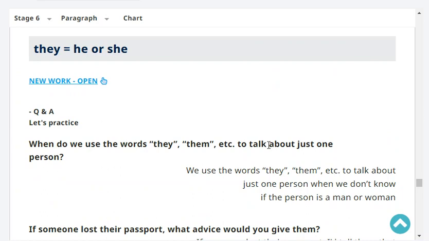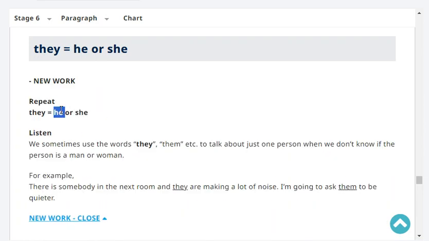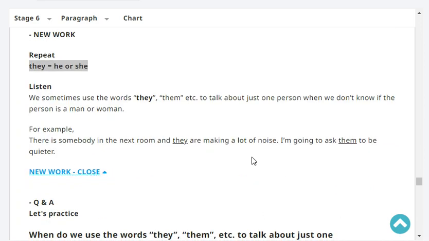Let's have a new word. Okay, so repeat: they equals he or she. Very good. Okay, listen. We sometimes use the word they, them, their, etc., to talk about just one person when we don't know if the person is a man or a woman. We don't know the gender. For example, there is somebody in the next room, so we can't see, and they are making a lot of noise. I'm going to ask them to be quieter, even though he's just one.